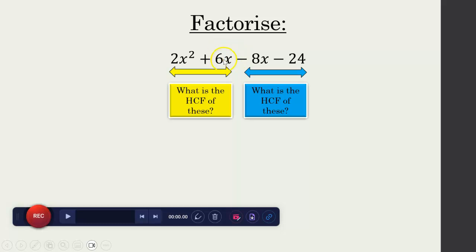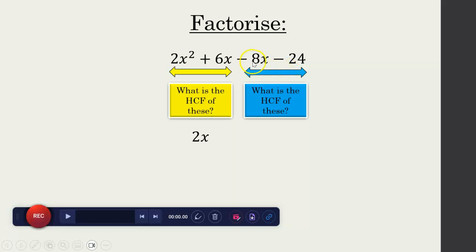I have x squared and x. So what's the biggest variable that will divide into x squared and x? It's x. So the highest common factor is 2x. So I got the 2 from looking at the coefficient, the number in front of the x squared. And then I looked at the x's. I said, okay, well, what's the biggest thing that I can divide into x squared and x? That's just x.